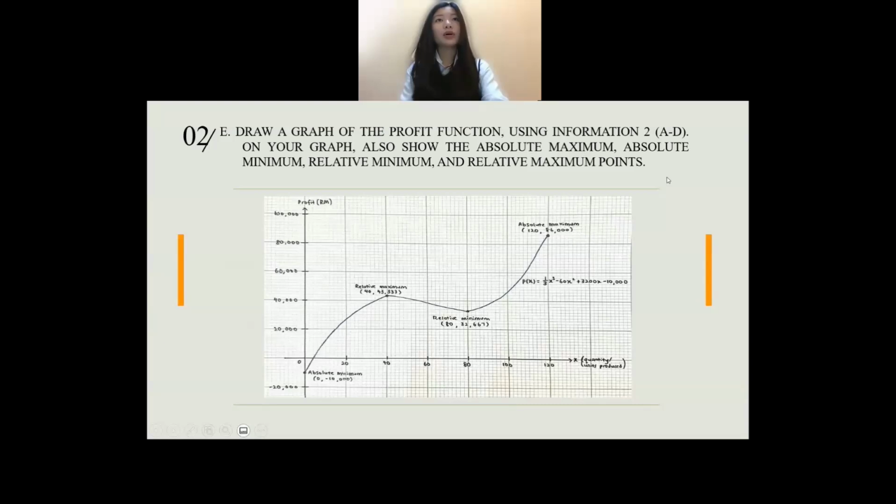Next, question 2e, draw a graph of the profit function using information obtained from 2a to 2d. Also show the absolute maximum, absolute minimum, relative minimum, and relative maximum points. Based on the graph I've sketched, it starts with the absolute minimum point at 0 and negative 10,000. Next is the relative maximum point, which is 40 and 43,333. Next is the relative minimum point at 80 and 32,667. And lastly the absolute maximum point at 120 and 86,000.